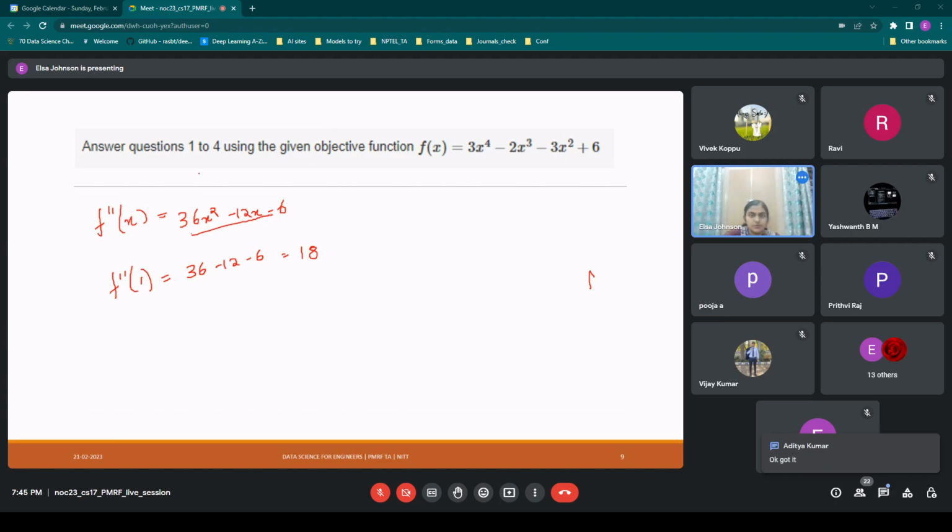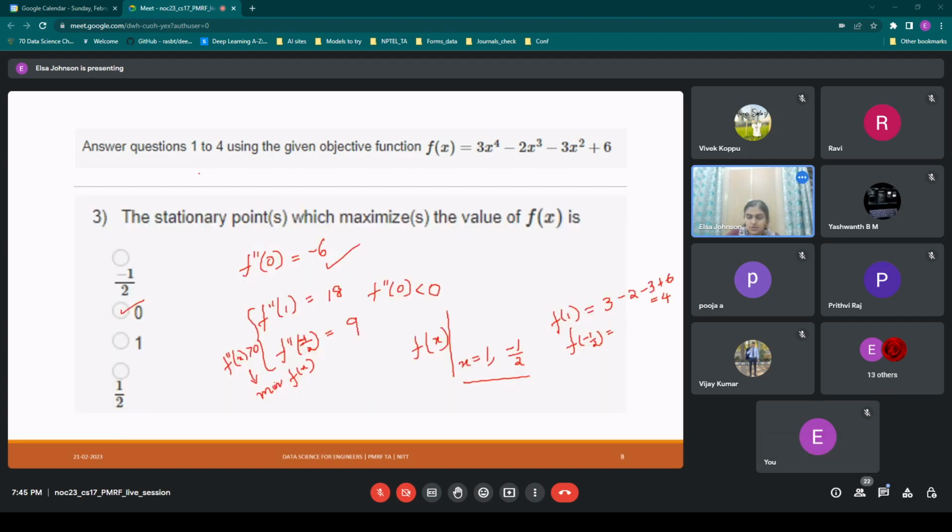Okay, yeah. Okay, fine. So in this case also, I have stopped at f of 1. F of 1 is 4, and f of minus 1 by 2 will be, it's difficult. 3 by 16 minus 2 by, so it's plus 2 by 8 minus 3 by 4 plus 6. Anyway, it will be a positive number. You can solve it and find out if you have a calculator.